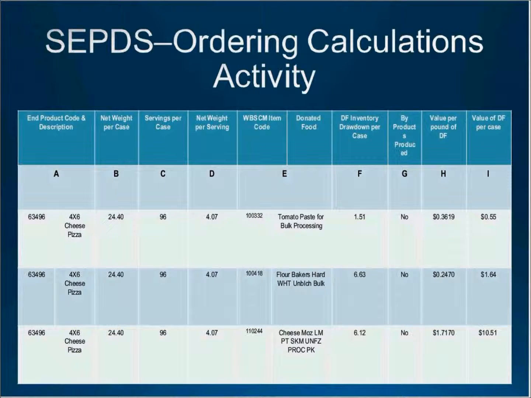This is a sample SEPDS. We will be using it to determine the amount of USDA cheese to send to the processor to make the 209 cases of pizza. As you can see, the SEPDS shows us that this processor accepts USDA tomato paste, flour, and mozzarella cheese. The SEPDS also shows the USDA food item code to ensure you are ordering the correct USDA food. To determine the amount of cheese needed, you will notice that each case of pizza contains 6.12 pounds of cheese per case, and you will receive $10.51 credit for using USDA cheese in each case of pizza.